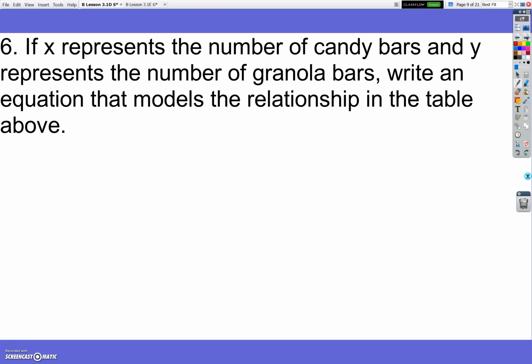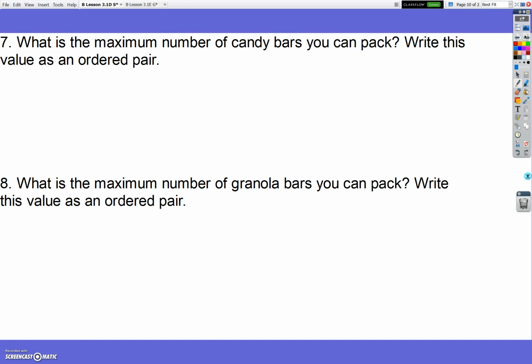Now, if x represents the number of candy bars and y represents the number of granola bars, write an equation that models that relationship. We did it on the previous page, but let's go ahead and rewrite that here. That would be 2x plus 6y is equal to 96. So what is the maximum number of candy bars you can pick? Write this value as an ordered pair.